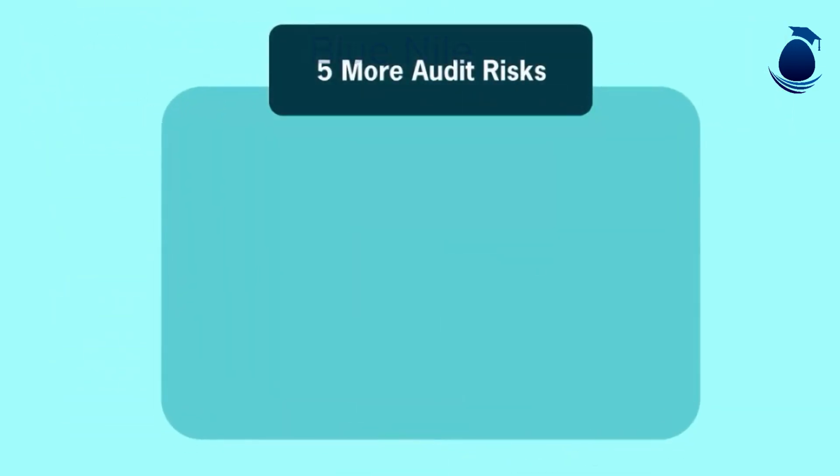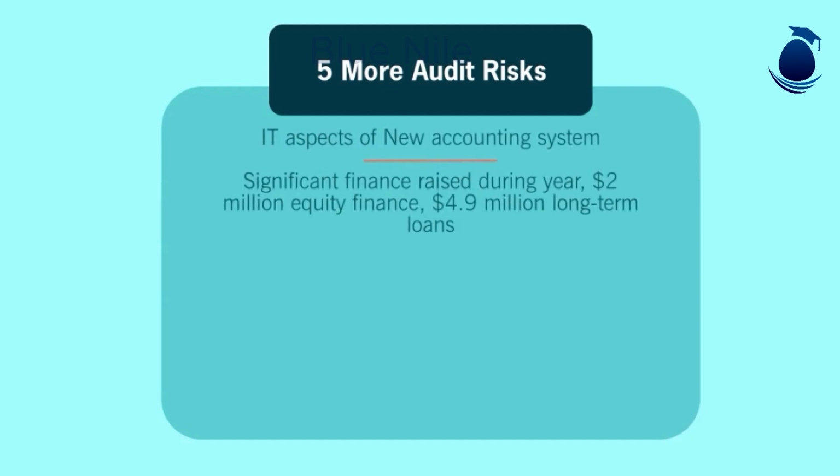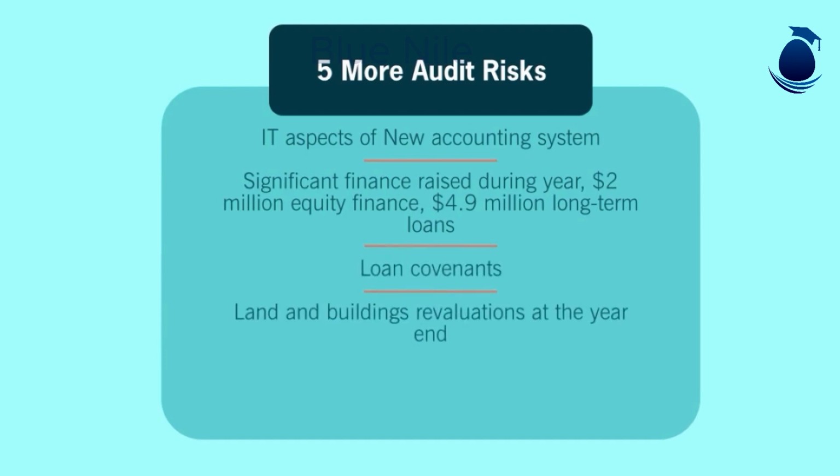We will briefly cover 5 more audit risks here, with a complete exam standard response at the end of this question section later, for your own revision. IT aspects of new accounting system. Significant finance raised during the year: $2 million of equity finance, $4.9 million of long-term loans. Loan covenants, land and buildings revaluations at the year-end, and reducing the reporting timetable for the company.